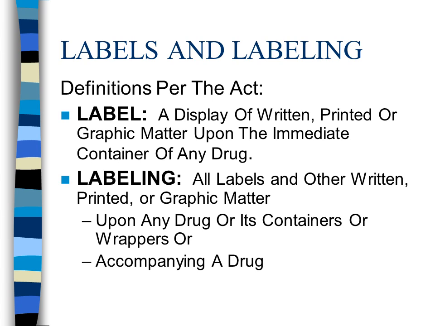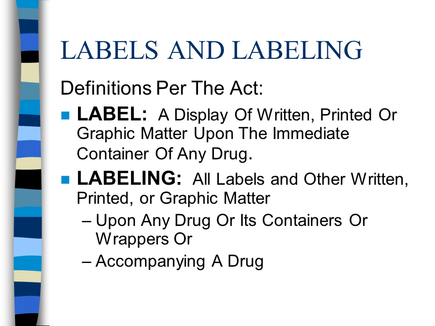For example, a label. A label is a display of written, printed, or graphic matter upon the immediate container of any drug. As an example, think of your labels that are on your oxygen USP cylinders, your nitrogen NF cylinders, or your nitrous oxide USP cylinders. That is your drug label.